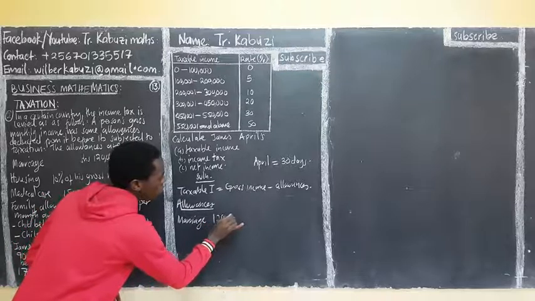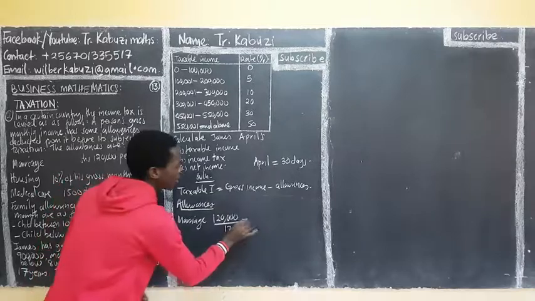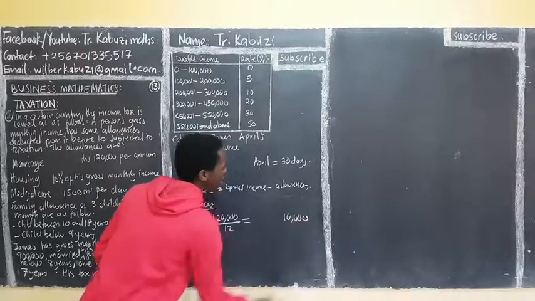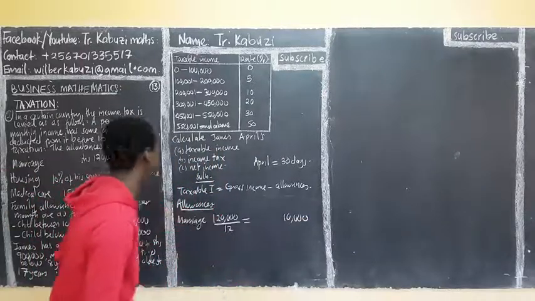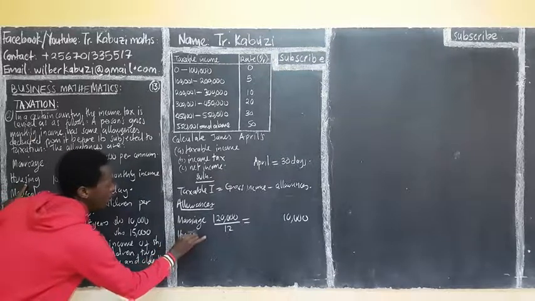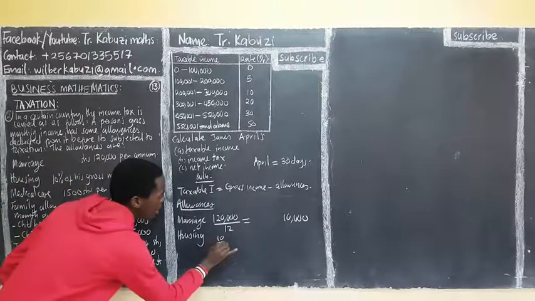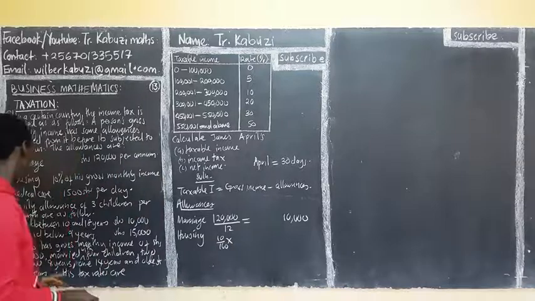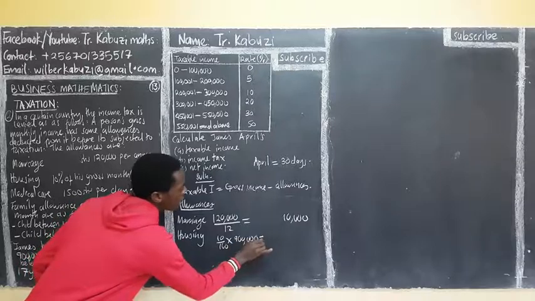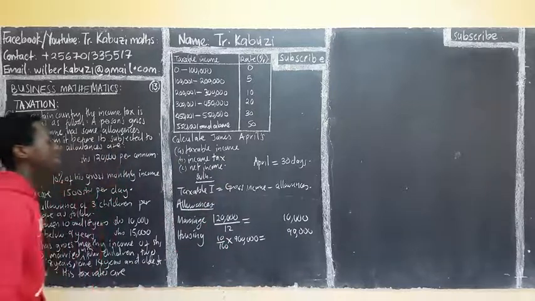So 120,000 divided by 12 gives us 10,000. So write the amount here, 10,000. So the marriage allowance is giving us 10,000. Then housing is going to be 10% of his gross. 10% means 10 over 100 times his gross, which is 900,000, which is going to give you 90,000. So that is the housing.